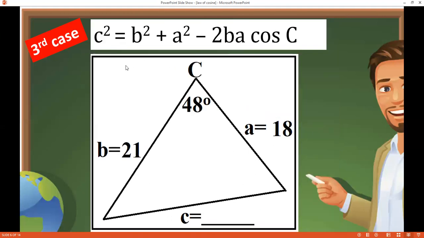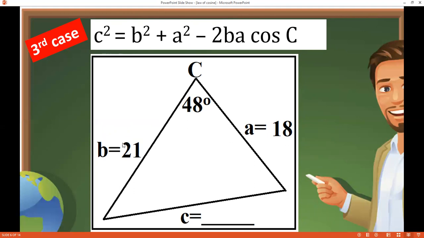Ang hinahanap natin dito is side c. So side c naman ang hinahanap natin dito, given ang angle C. That's why the formula is c squared is equal to b squared plus a squared minus 2ba cosine C. Kailangan nyo lang i-memorize ang formula na yan or take note nyo lang para dire-diretso lang yung pag-solve. In this case, given yung angle natin which is the opposite angle of the missing side, and given din yung side a and side b. So that's the third case.